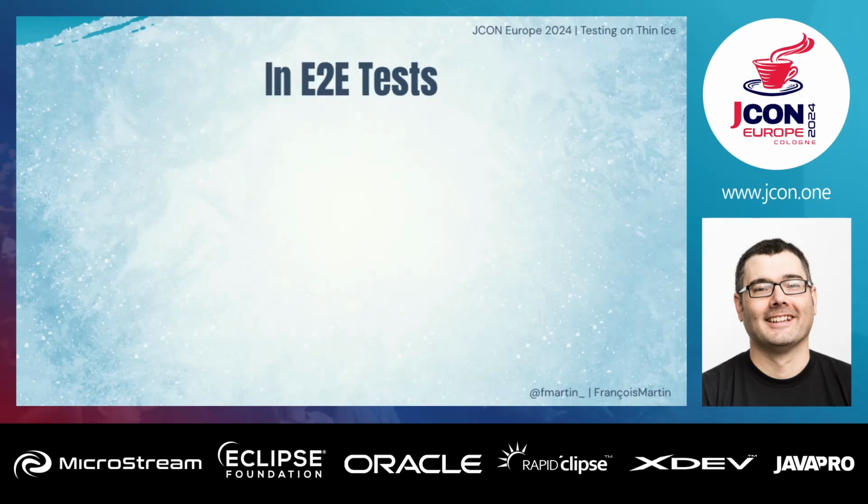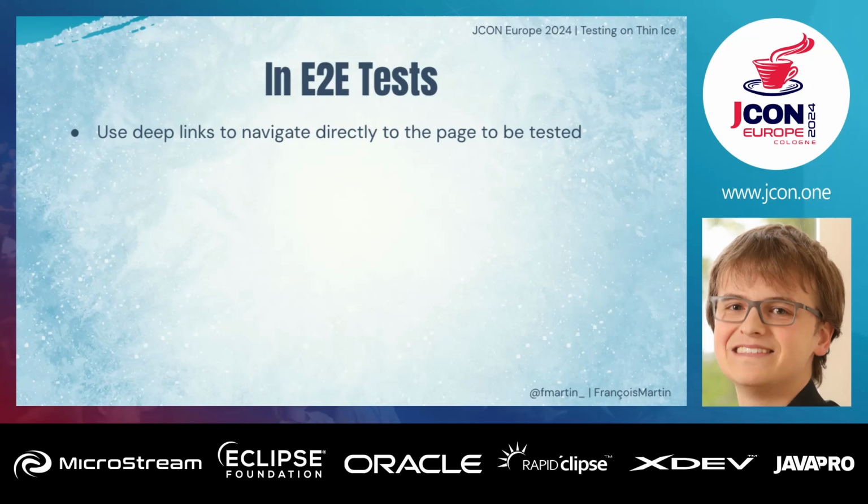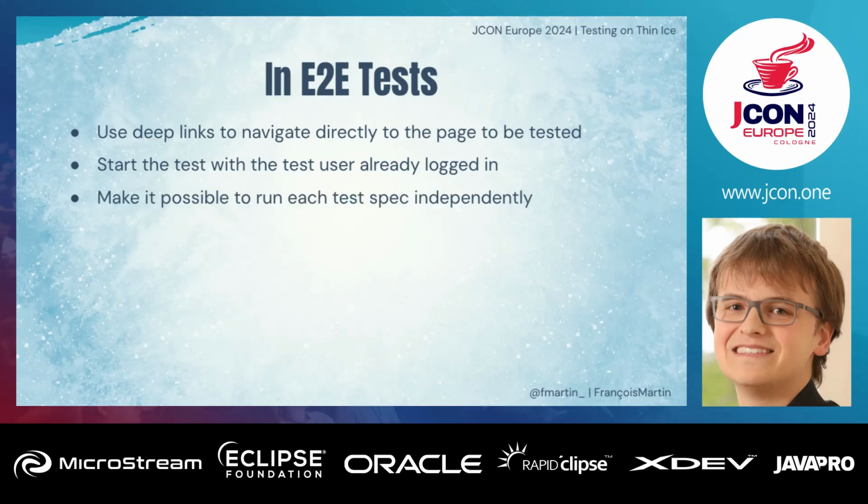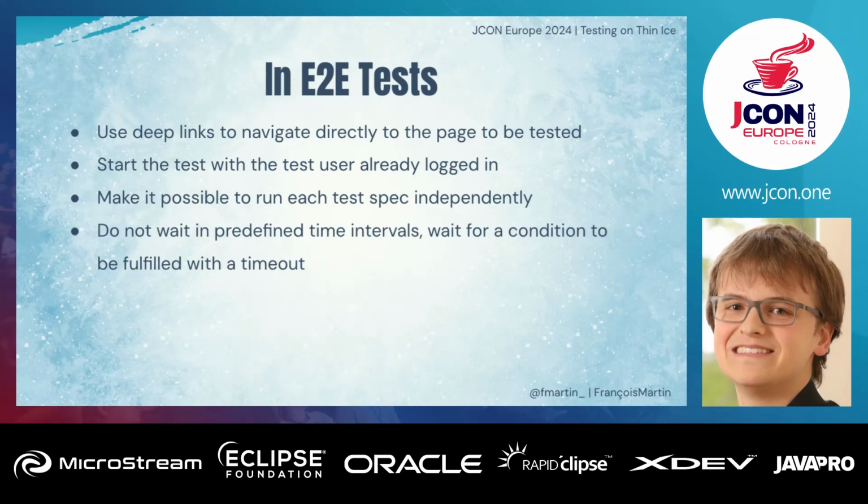All right, so in end-to-end tests, the first three strategies that I'm about to tell you are strategies you can use to contain the impact of flaky tests to the lowest attack surface possible. So one of them is to use deep links to navigate directly to the page that you are testing. This means that if there was any page in between that could cause any flakiness, it is already out of the equation. Then you should start the test already with the test user logged in. This way, if the login doesn't work for some reason, and I'm sure most of you have experienced this before, then your tests will still work. And another one is you should try to make it possible to run each test spec independently, which means that if one of the tests is flaky, at least it's just one small test, hopefully.